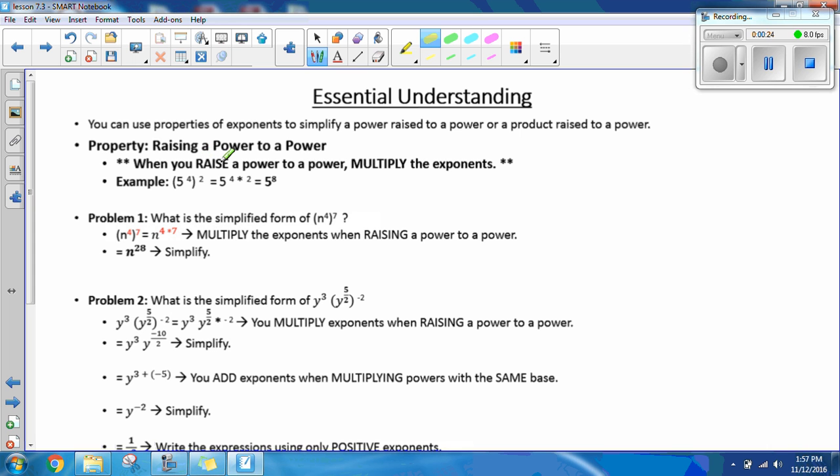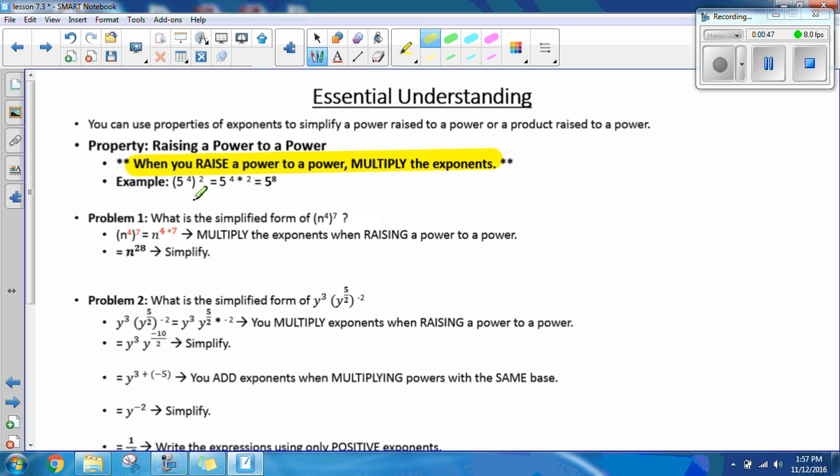Whenever you're raising a power to a power, multiply the exponents. Which means if we have 5 to the 4th power, this quantity is being raised to the 2nd power, then we can rewrite this as 5 to the 4 times 2 power, and simplify that and get 5 to the 8th power.